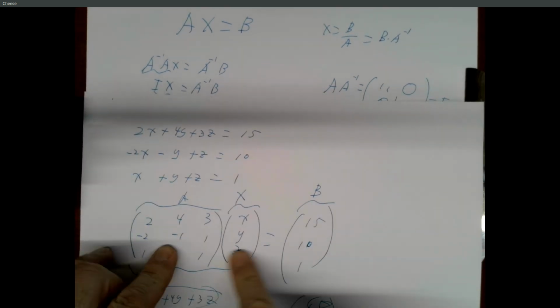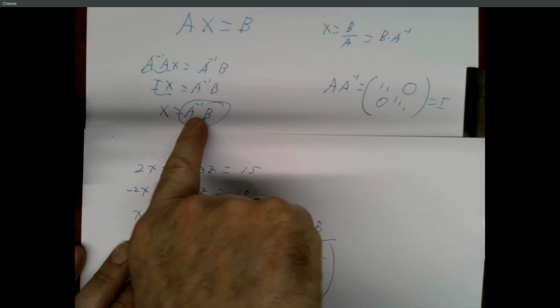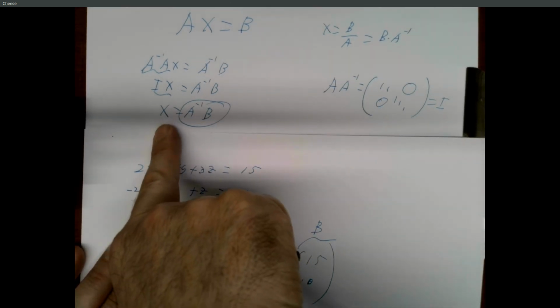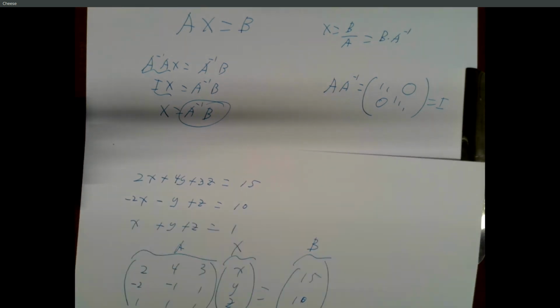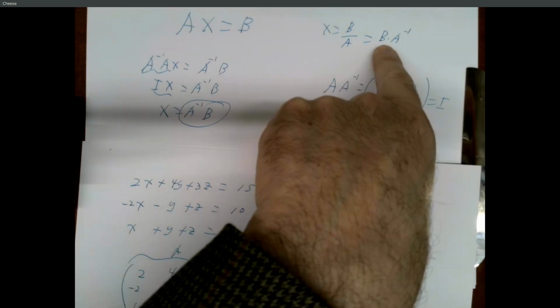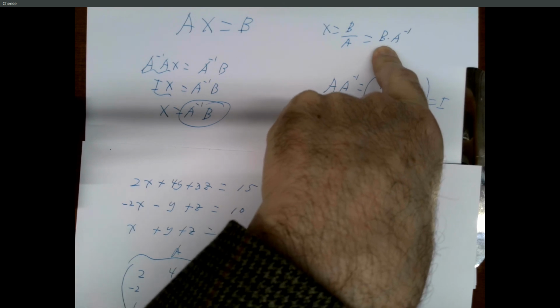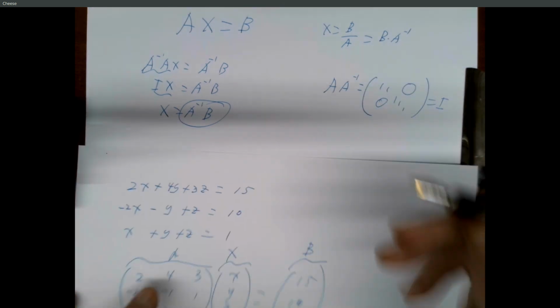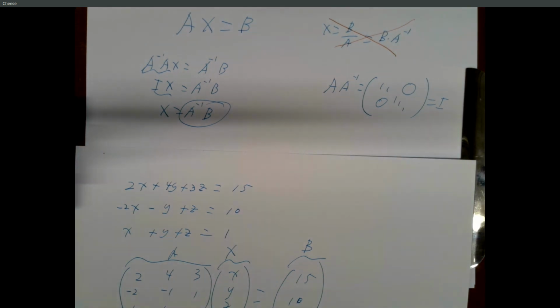A inverse times A is the identity, and the identity times X is just X. So we can take a set of equations, write a matrix A, X, and B, and if we can find an inverse for A, we just multiply by B, and we've got our answer. And this, by the way, is not necessarily the same as B times A inverse. Multiplication is not commutative. So this is what we would do in plain old algebra, but in matrix algebra, we have to be careful about the order of things.